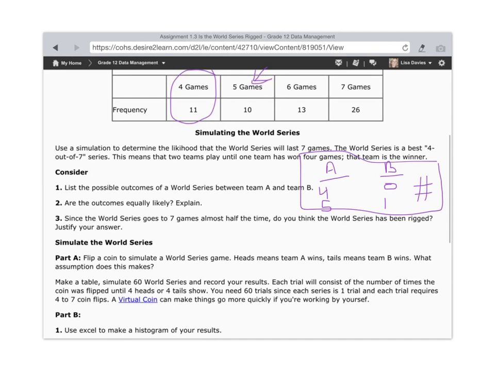So heads could be winning and tails could be losing, and so every time you flip a coin, it could be exactly the same as one team winning or losing in the World Series. If you try that and you see how often you get the heads and the tails and how often Team A or Team B would win, then that's going to be your experimental probability. So you would compare that to your theoretical probability that you got in the first section of the question. If you make a table and you do this 60 times and you record all of your results, then you'll have some good data to look at to compare to the actual theoretical data here.